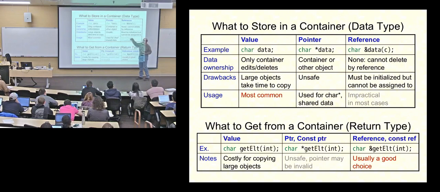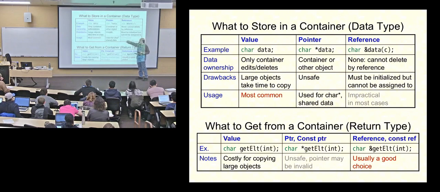Downside to this is it's somewhat unsafe. If I've got character pointers stored in me, and what if I'm a vector with pointers to some other data which someone deletes? Now the vector's broken because the vector's full of pointers to things that don't exist anymore.